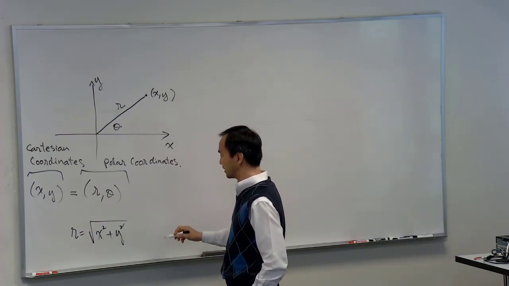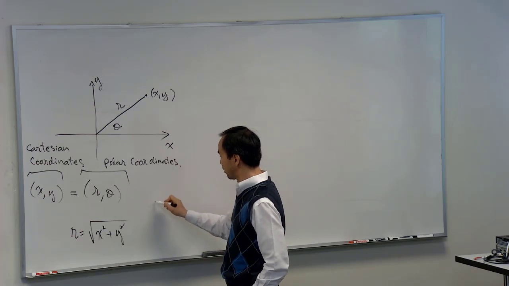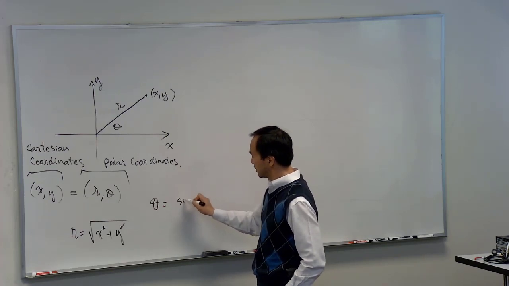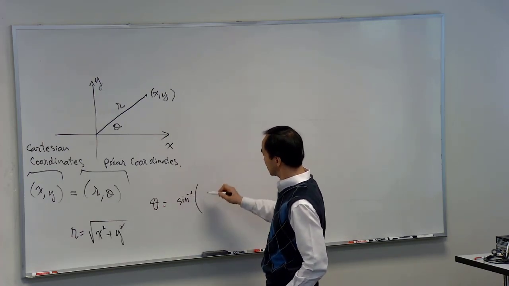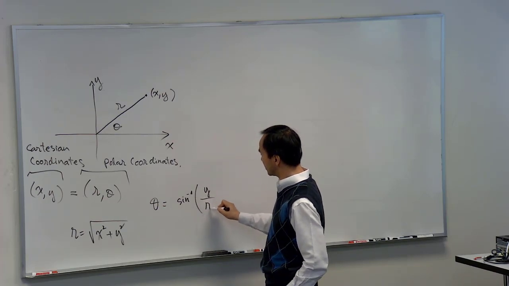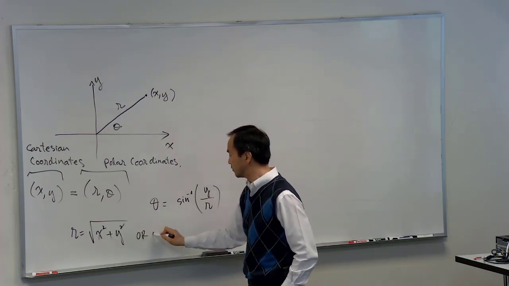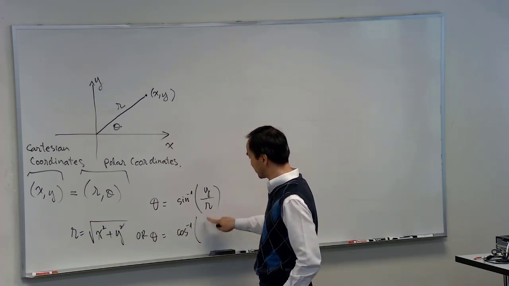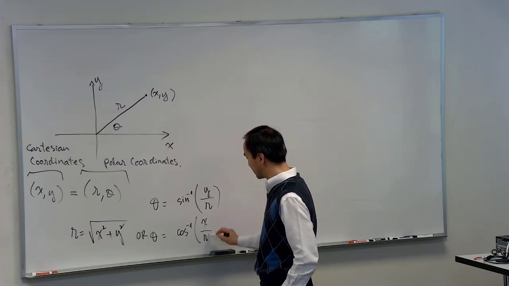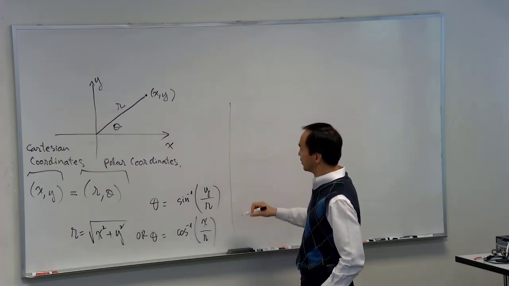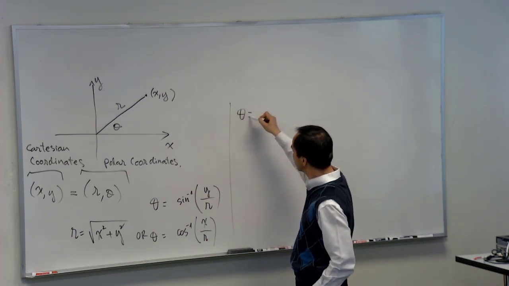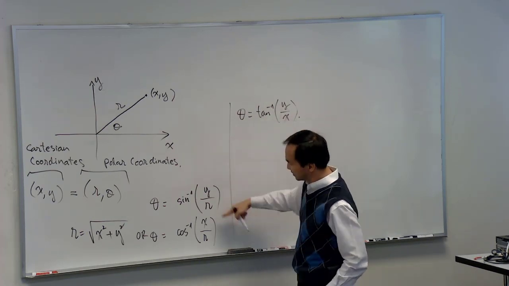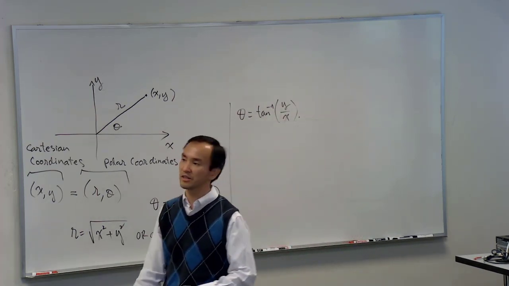Then a little more specifically, the angle theta depends on how we want it. Angle theta can be found by going sine inverse of your y value over the radius, or you can go with theta equals cosine inverse of your x coordinate over the radius r. Or you can go even more directly: theta can be found by taking the tangent inverse of y over x.